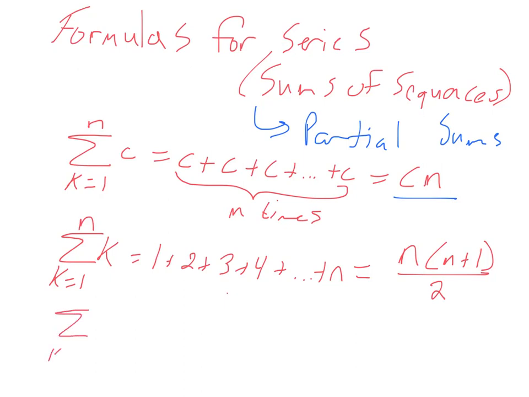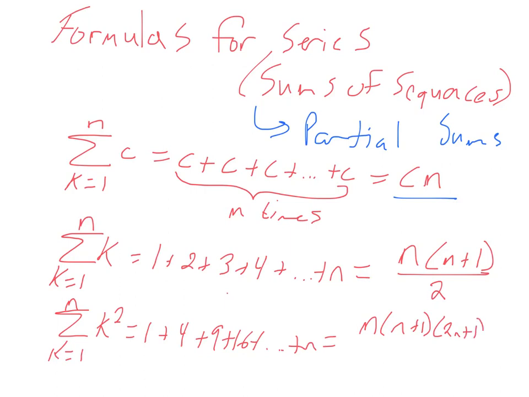If I have the sum from k equals 1 to n of k squared, which is 1 plus 4 plus 9 plus 16, all the way to n squared, it turns out that's equal to n times n plus 1 times 2n plus 1 over 6. That has to be proven using mathematical induction, which we're probably not going to have time to get to. But once again, just accept that on faith.